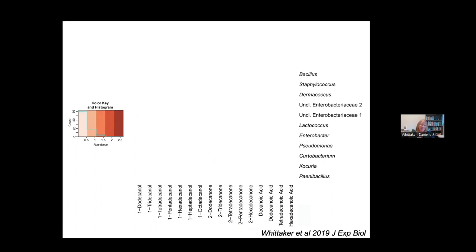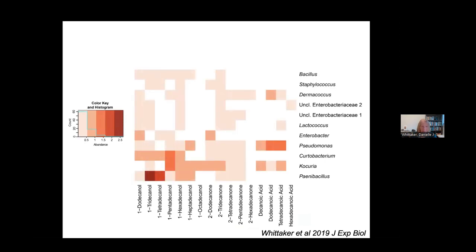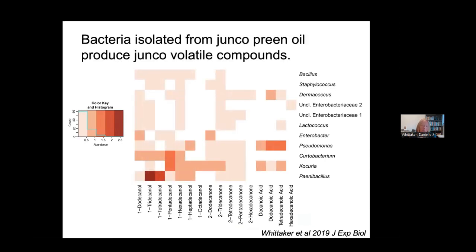So I'm going to show you a heat map. The darker the color, the stronger, the more abundant the bacteria, the more abundant the odor. Along the x-axis here, the list of the compounds that I've been talking about all along. And then on the right here, this is the list of bacteria that we successfully cultured in petri dishes directly from the preen oil. And here are the odors that they produced.